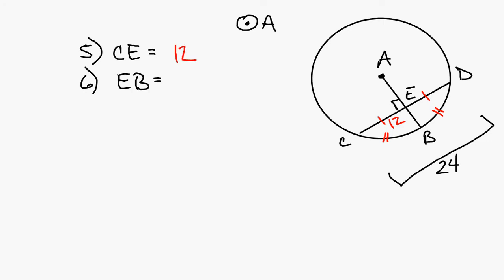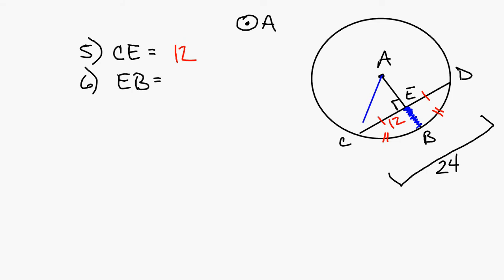Now, you need E to B. This is a little bit tougher. You need this piece right here. Okay? If you need E to B, here's what you're going to do. You're going to add a line to this drawing. You're going to add a line from A, or a segment from A to C.